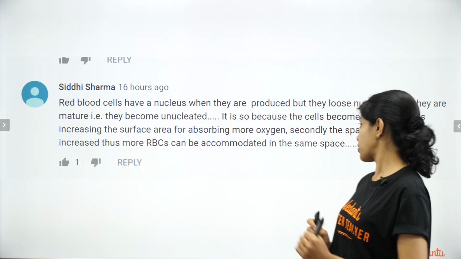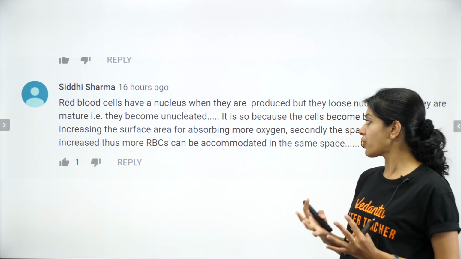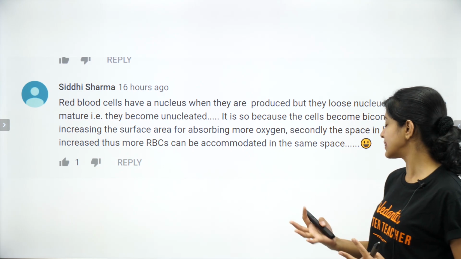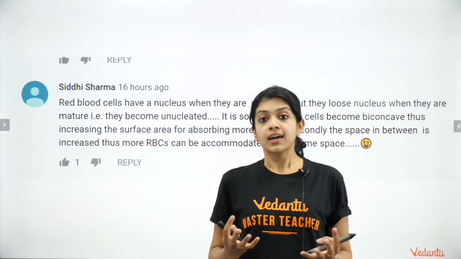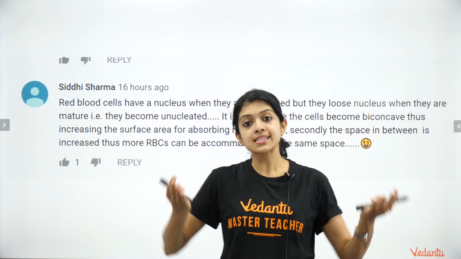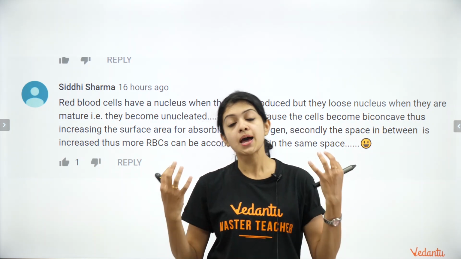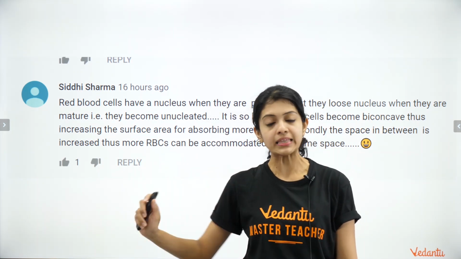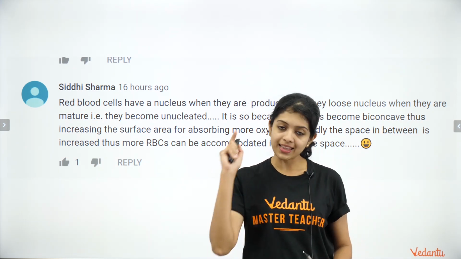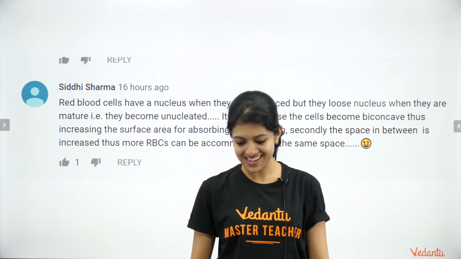So in that process, the space in between is increased, thus more RBCs can be accommodated in the same space. In fact, the truth is that it loses its nucleus and saves that much extra space to accommodate more oxygen. So thank you very much, Siddhi Sharma, for giving me this answer. Today, again, at the end of the session, you will have one more question. Let's see who gives the best answer for that.